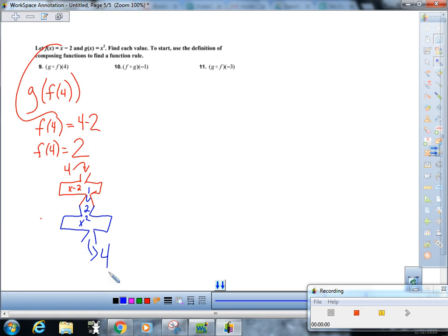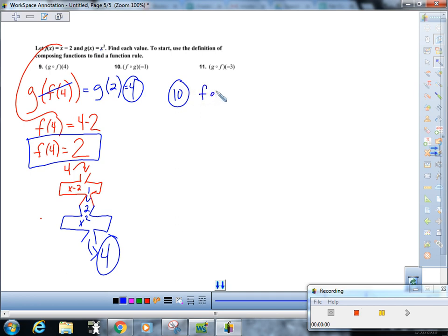So let me walk you through that. Right here we had g of f of 4. What did we decide f of 4 was again? 2. So take out the f of 4, and now we just want g of 2. How do we find g of 2? We put 2 in here, and the answer is 4. Does that help?